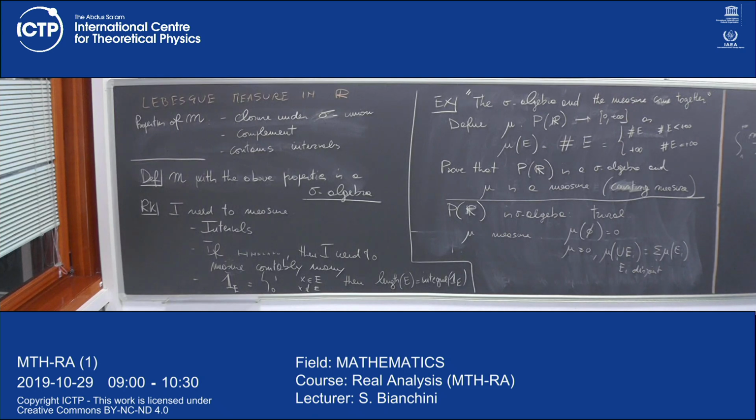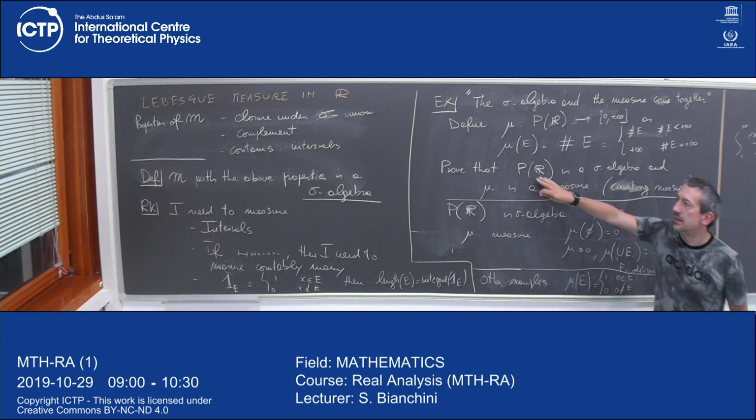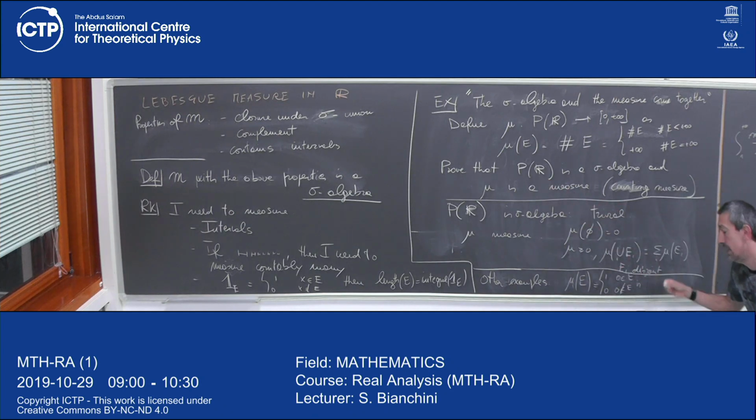So this is another measure. Other examples. The measure of any set is equal to 1 if 0 belongs to the set, 0 if 0 does not belong to the set. Okay, you can verify this is a measure defined on, again, the power set of R. This is called the Dirac delta, on the power set of R.